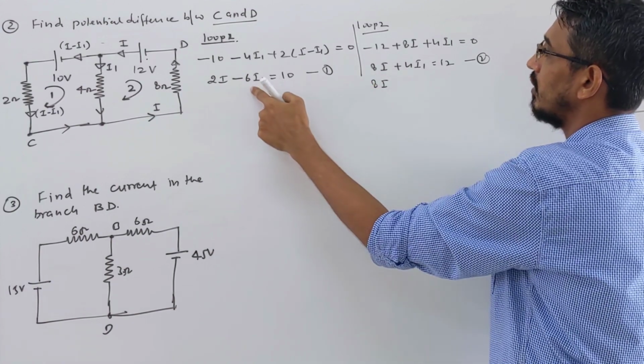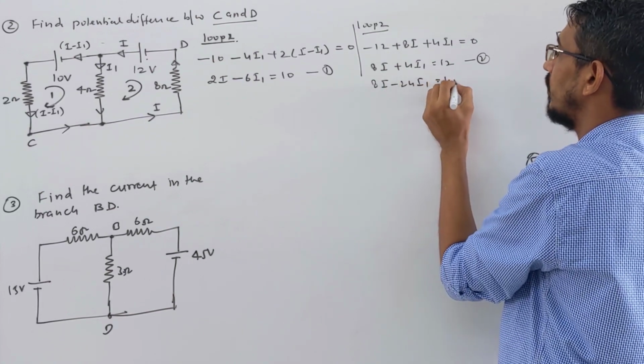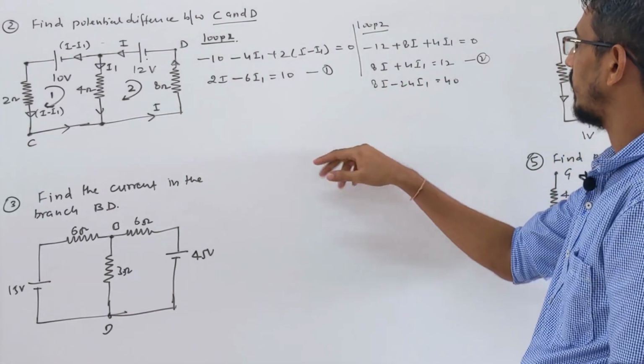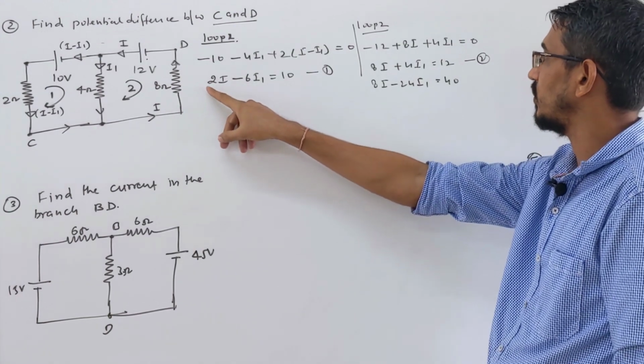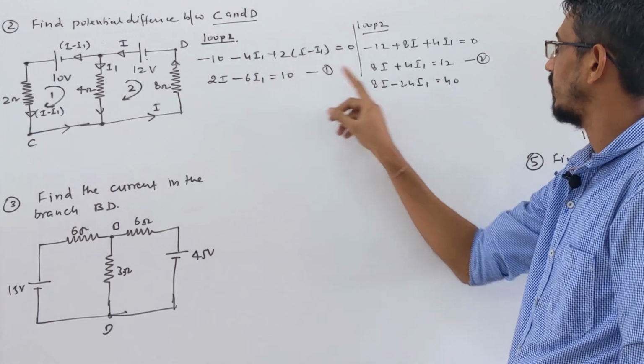So I'm putting here multiply by 4, which becomes 8I minus 24I1 equals 40. Correct? I have multiplied this equation by 4. So 4 into 2 is 8, and 4 into 6 is 24, and 40.